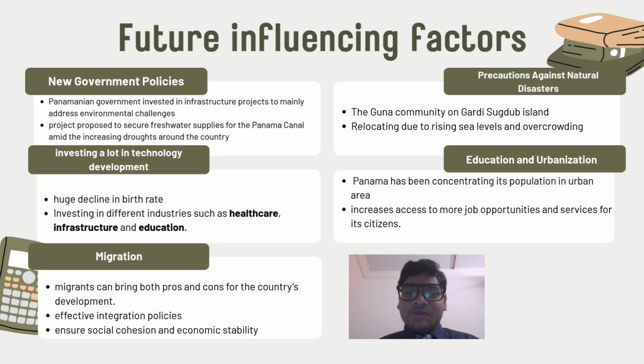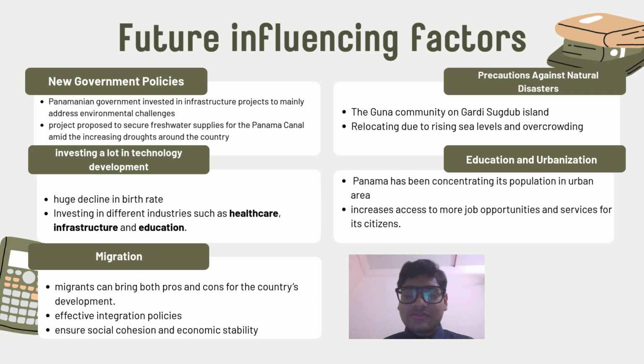The future of Panama's population could also be changed due to multiple factors, such as introducing new government policies, precautions against natural disasters, development in technology, and migration from neighboring countries. The first factor is government policies on infrastructure and economic development. The Panamanian government invested in infrastructure projects to mainly address environmental challenges. An example is the project proposed to secure freshwater supplies for the Panama Canal amid the increasing droughts around the country.